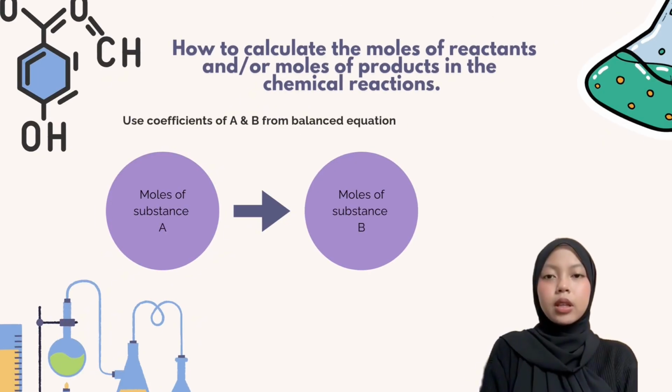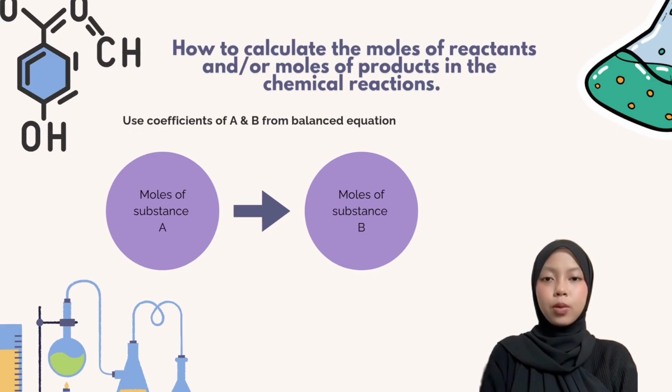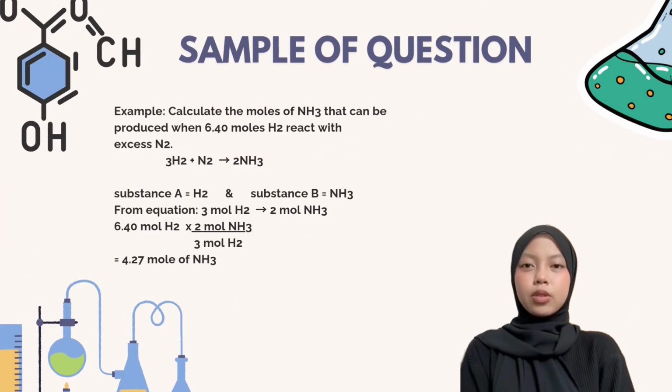How to calculate the moles of reactants and/or moles of products in chemical reactions? We use the coefficients of A and B from the balanced equation, moles of substance A to moles of substance B. Now let's move on to some questions. Calculate the moles of NH3 that can be produced when 6.40 moles H2 reacts with excess N2. The answer is 4.27 moles of NH3.